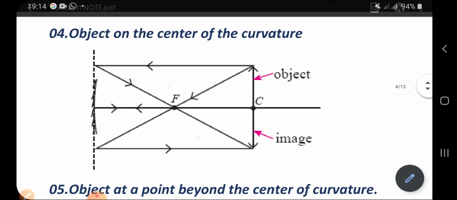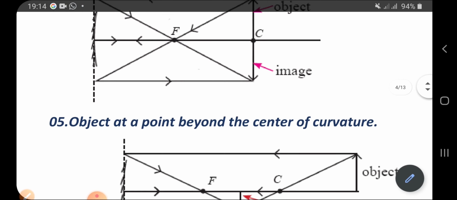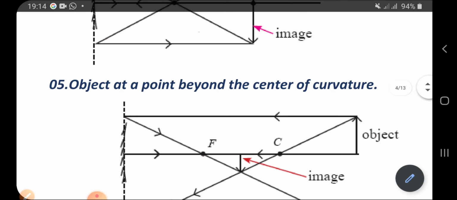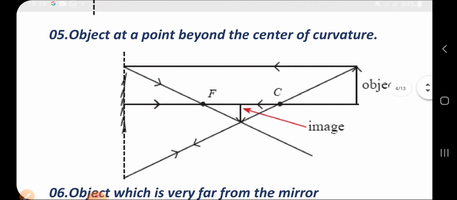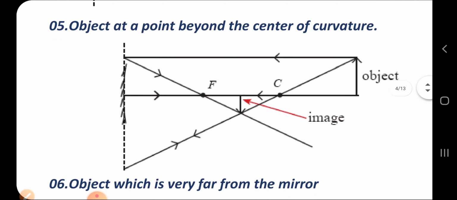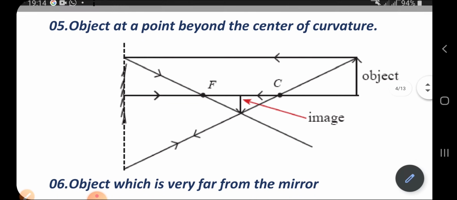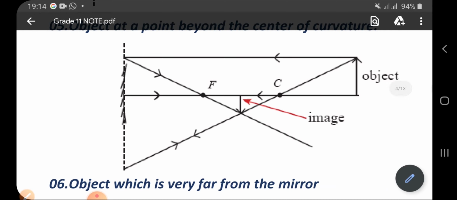Let's move on to the fifth part, that is the object is at a point beyond the center of the curvature. That means the object is kept a little aside from the center of the curvature.